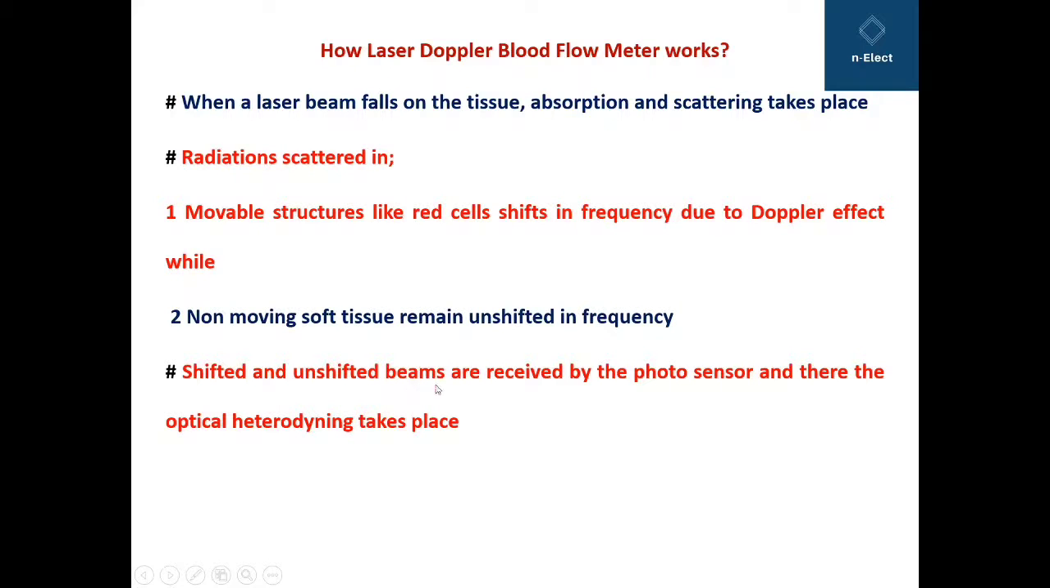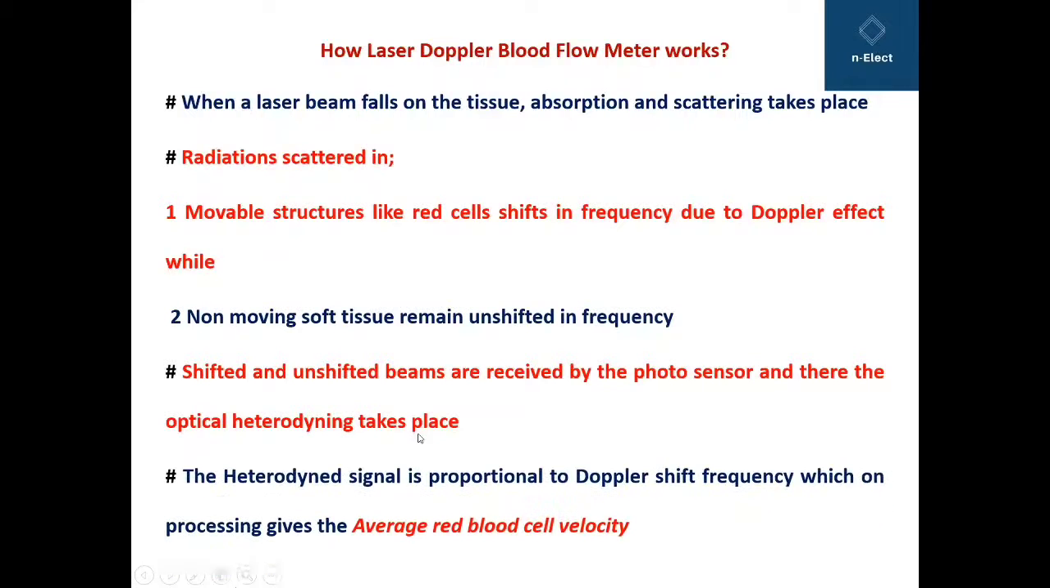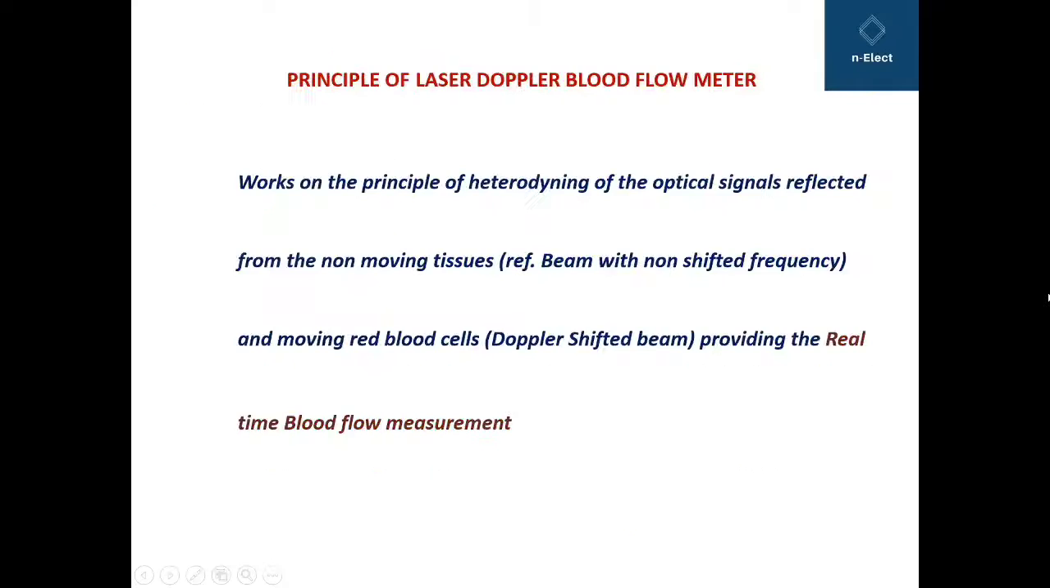Shifted and unshifted beams are received by the photosensor, here a photodiode, and there the optical heterodyning takes place, meaning optical mixing of the signals. The heterodyne signal is proportional to the Doppler shift frequency, which on processing gives the average red blood cell velocity. We say average because it is not possible to measure the exact blood cell velocity, for reasons that we are going to discuss in the further slides.